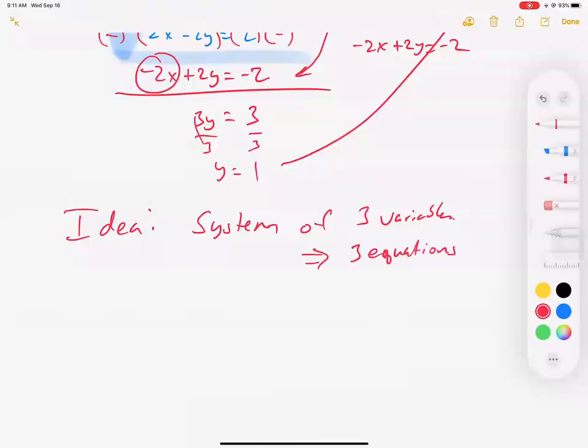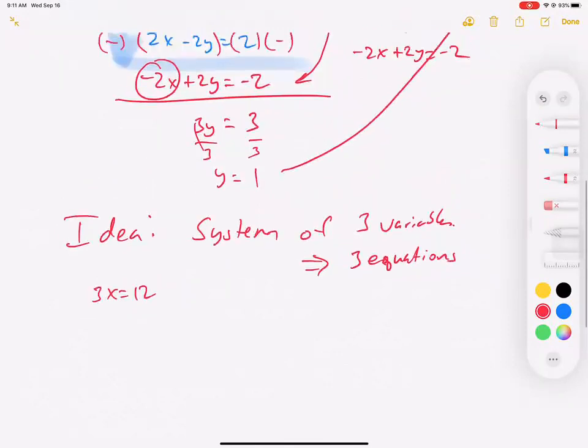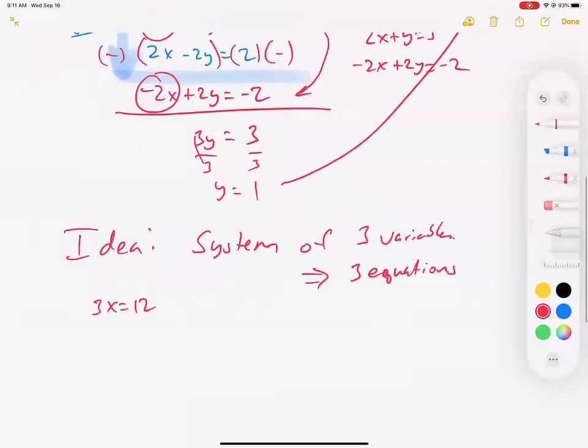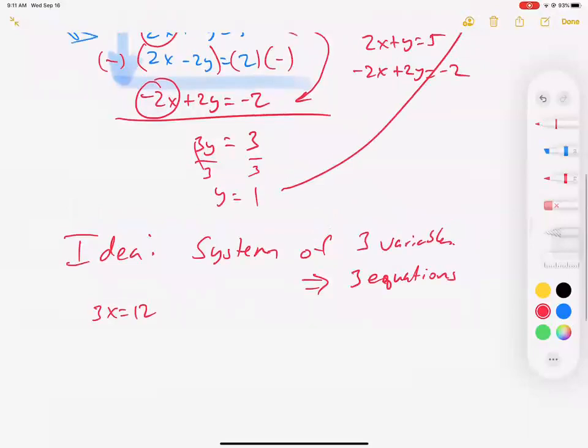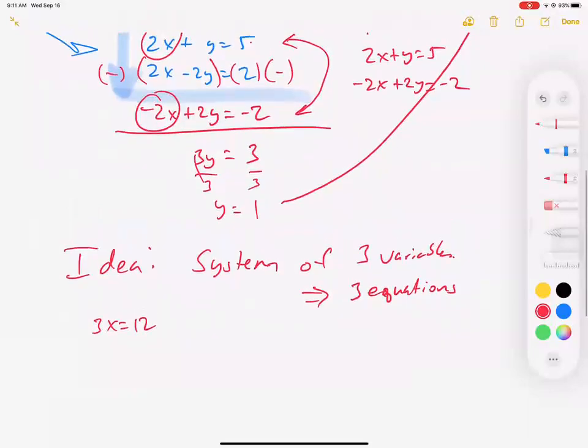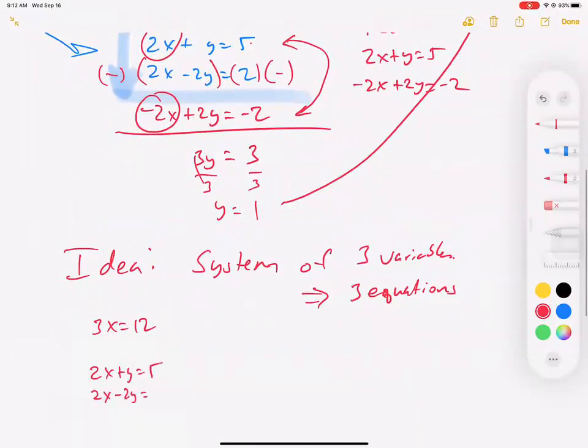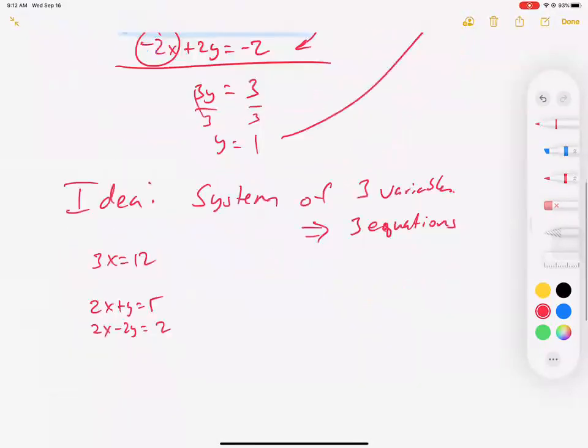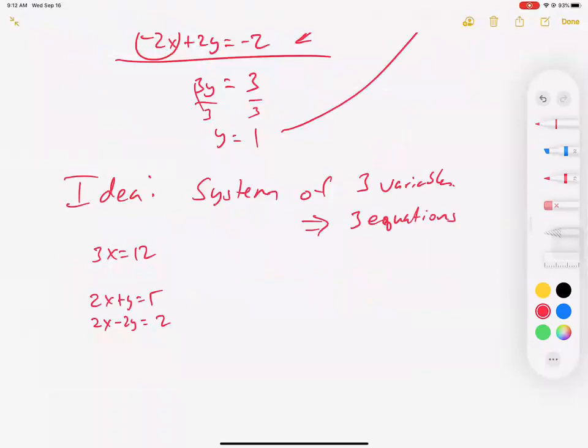Okay, 3 variables means 3 equations. 1 variable, 1 equation: 3x equals 12. That's 1 variable. I only need 1 variable to solve. If we have 2 variables, like what we just did back there, 2x plus y equals 5 and 2x minus 2y equals 2, right? 2 variables, 2 equations. So today, if we have 3 variables, 3 equations. 1 var, 1 equation, 2 vars, 2 equations, N equations.